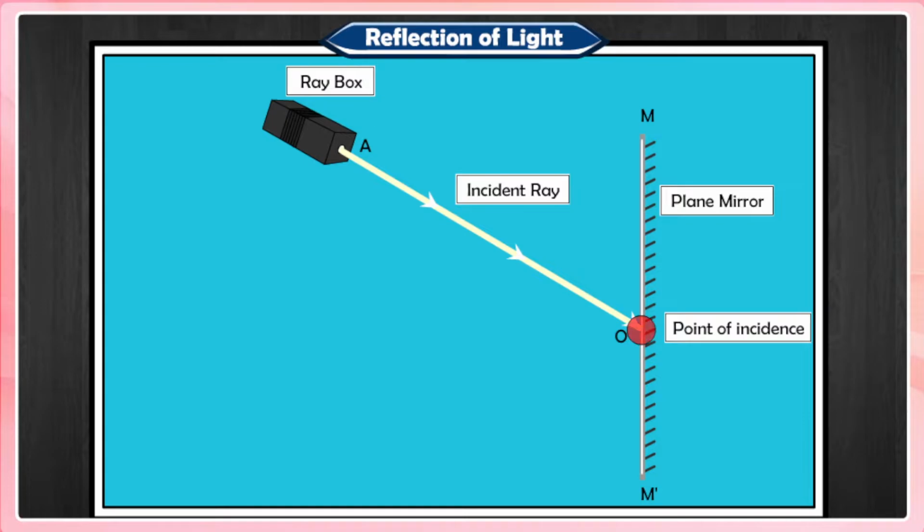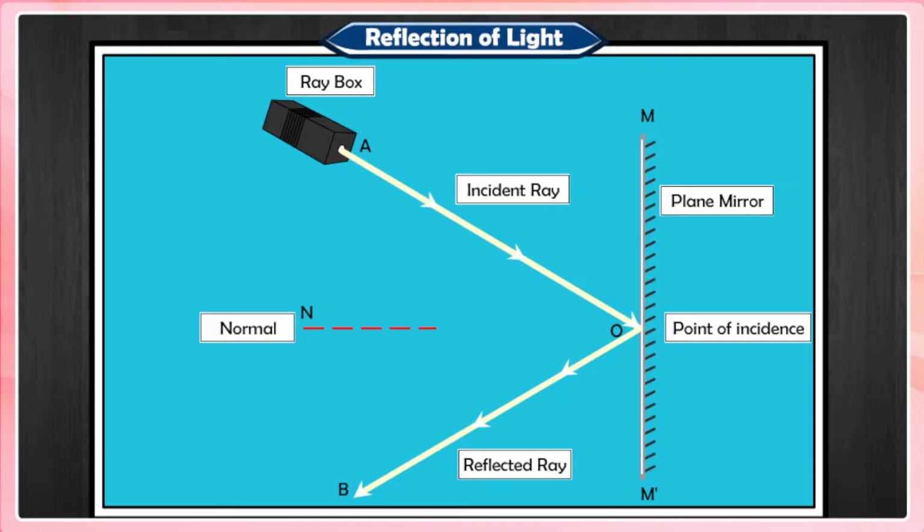incidence. The ray of light which is sent back by the mirror is called the reflected ray. The ray of light OB is sent back by the mirror, therefore OB is the reflected ray. The normal is a line drawn at right angles to the mirror surface at the point of incidence. The dotted line ON is the normal to the mirror surface MM' at the point of incidence O.